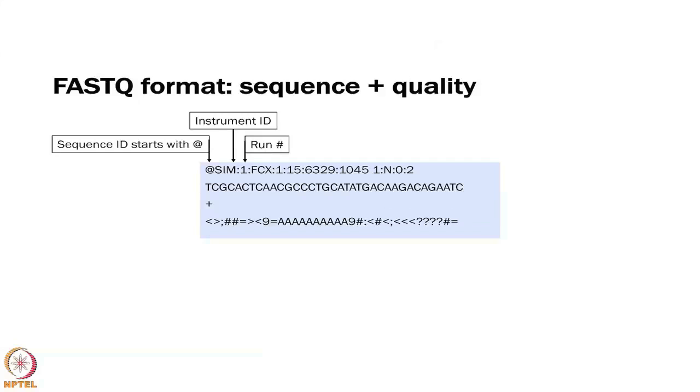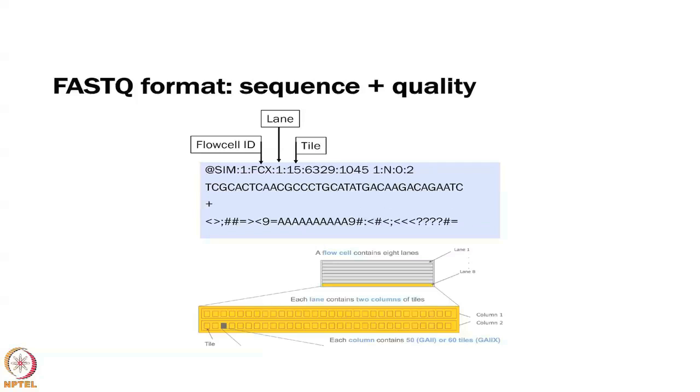This is an example of what it looks like. It starts with information on the actual instrument and then the run number, and then it has information on the flow cell. This is an Illumina FASTQ. It depends on the instrument. I'm just showing you the Illumina FASTQ because I think that's, again, the most common for cancer genomics.